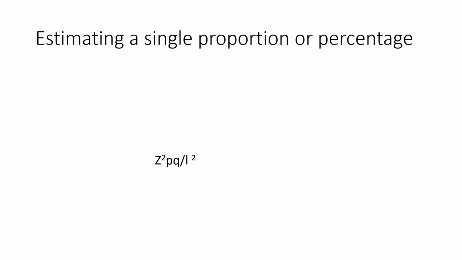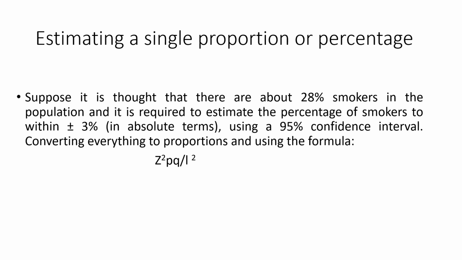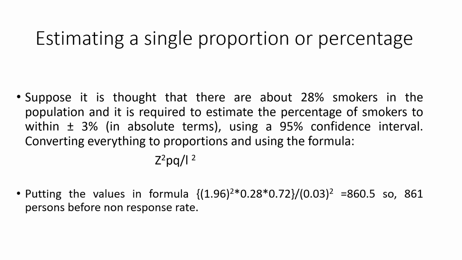When you are estimating the sample size for a single proportion, the formula as told is z square pq by l square. The example for it, supposedly you think that there are 28% smokers in the population. It is required to estimate the percentage of smokers to have within 3% using 95% confidence interval. Then you put these values in the formula.